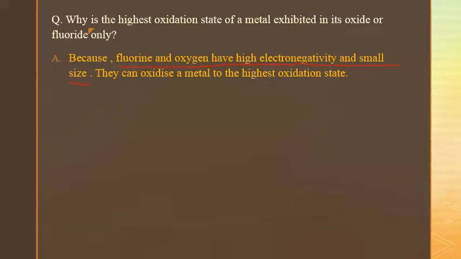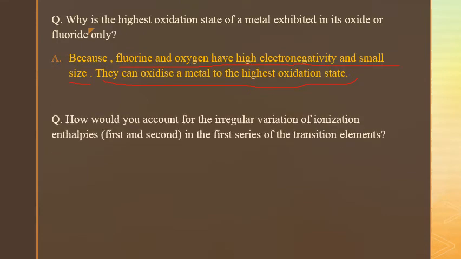So they have high electronegativity as well as a small size, and due to this, metal gets connected with them, and oxygen and fluorine have a tendency to oxidize a metal to the higher oxidation state. That's why when a metal gets connected with oxygen and fluorine and forms an oxide or a fluoride, at that time the metal has the highest oxidation state, because fluorine and oxygen can oxidize a metal to the highest oxidation state. Come to next question.